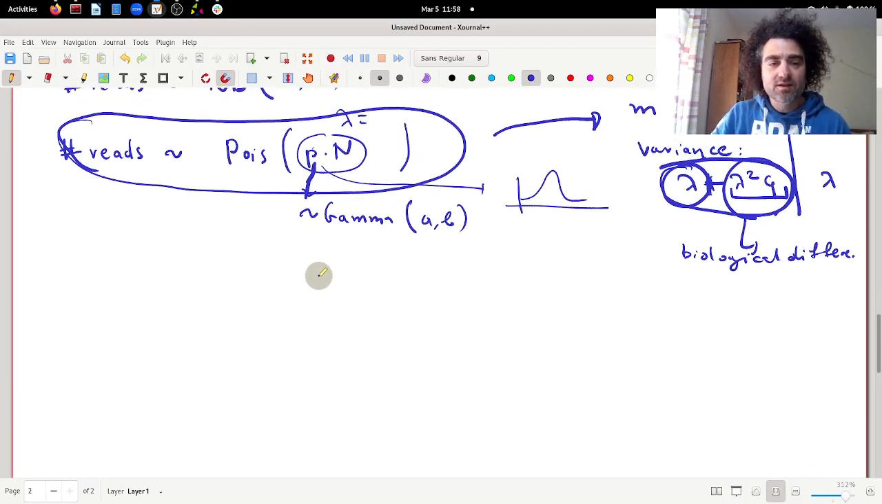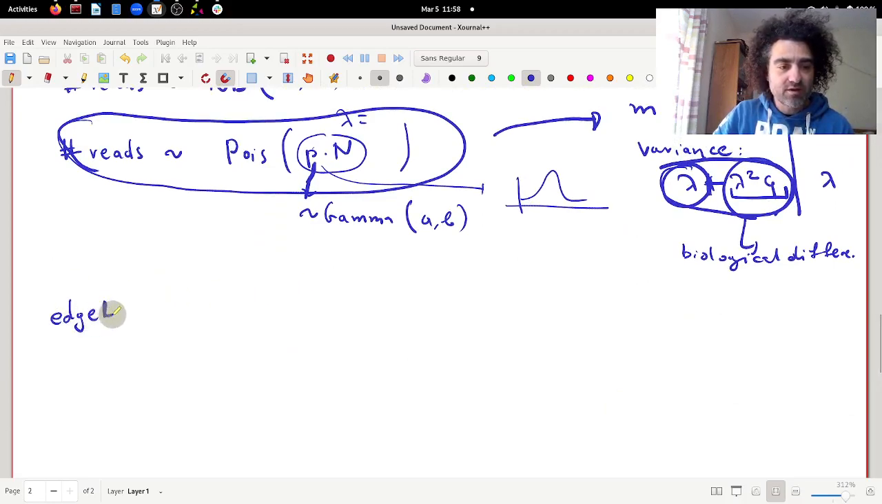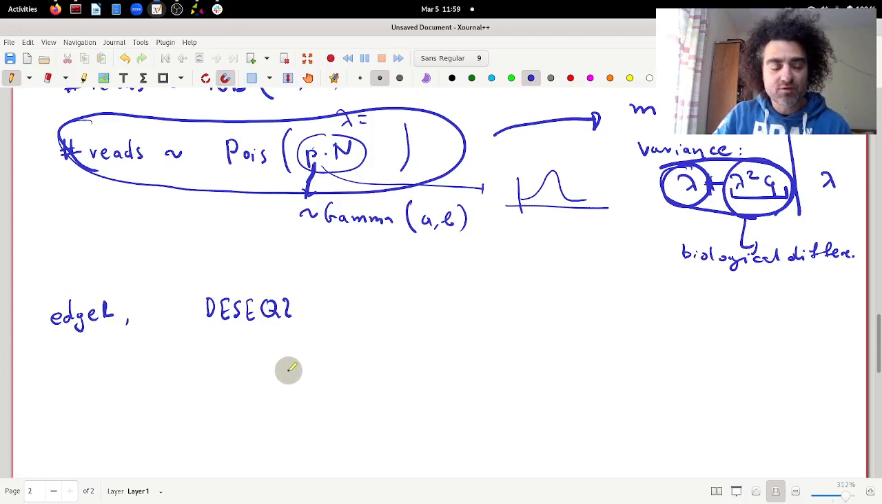So this is what edgeR and similar software like DESeq2 are trying to achieve, and that's why this software is better used for the differential expression analysis of RNA-seq measurements.